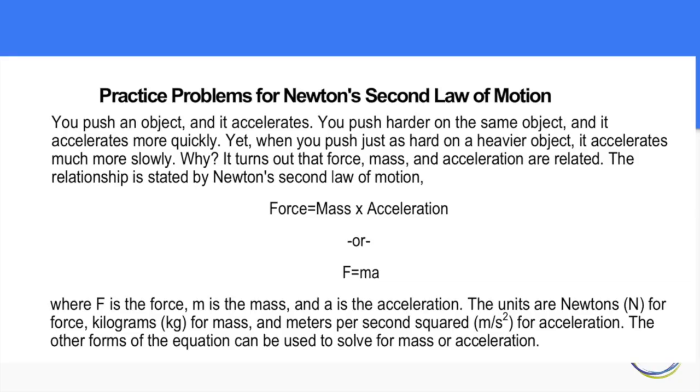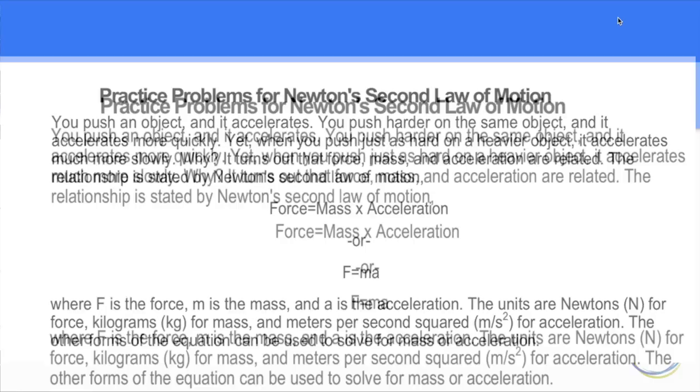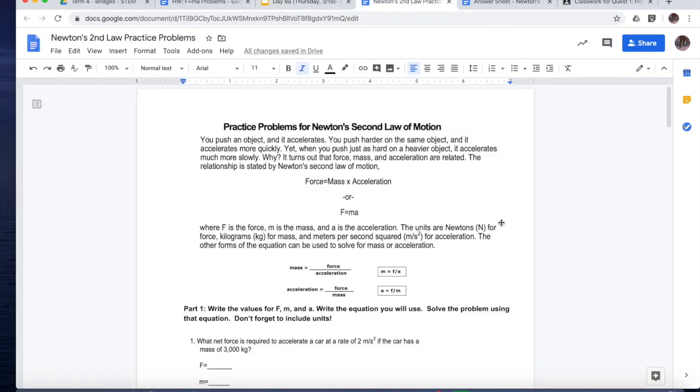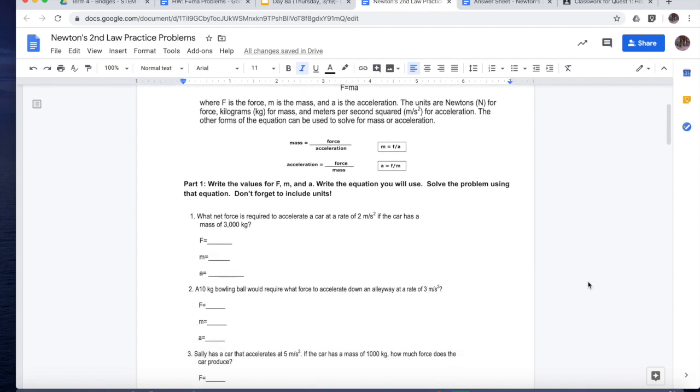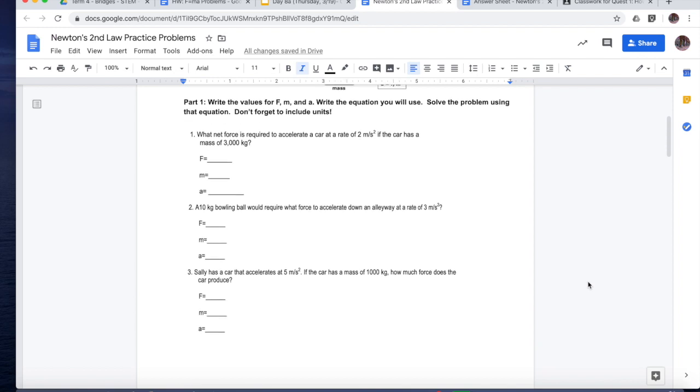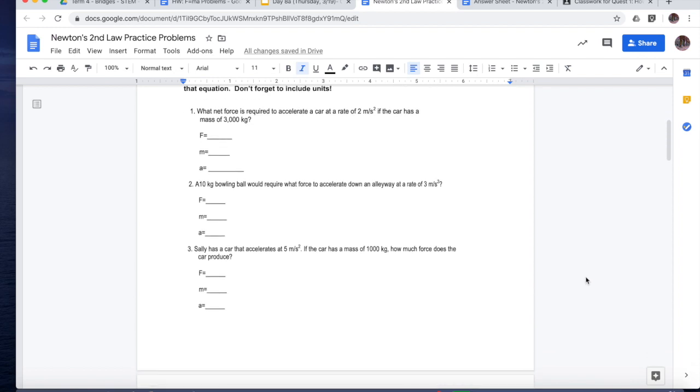So now that you've learned how to use those three equations, we're going to do some practice problems. And the practice problems are on Google Classroom. So there's two parts to this. You need to see the problems and then the answer sheet. So if I go to Google Classroom, there's one document called Newton's Second Law Practice Problems. So in this, there's two parts, and you're going to show your work, write down the equation you use, and don't forget to include units.